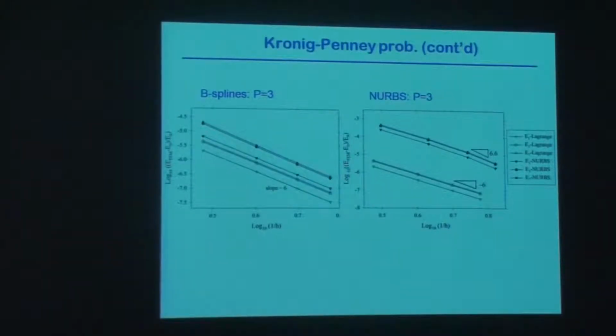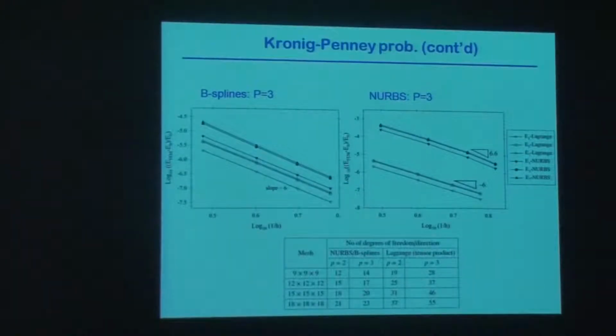However, we need to look at this problem in terms of cost of computation as well. For example, for the case of Lagrange, the coarsest mesh for order p equal to 3 has 28 degrees of freedom per direction, whereas for the case of B-splines, the finest calculation in here, which is 18 by 18 by 18, has 23 degrees of freedom per direction. So these calculations with B-splines are cheaper than these calculations with the Lagrange functions in terms of cost of computation, considering that there were no bent geometries in here.